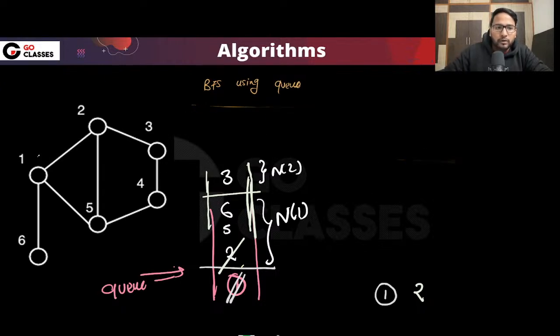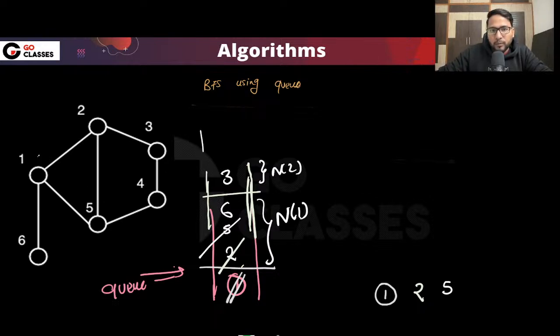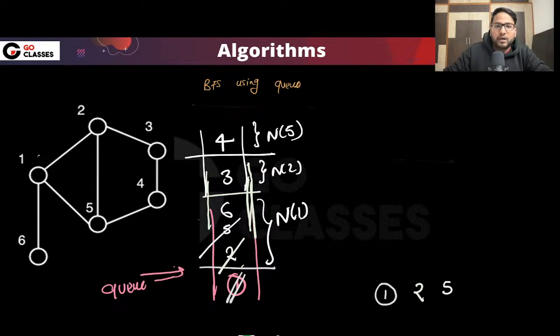Now what will you do? Now you will pop out this 5, and you put all the neighbors of 5. What are the neighbors of 5? I think this is 4. So you will pop out this, and then put the neighbors of 5, which is 4. So this is the neighbor of 5. Is this understood? Okay, great.